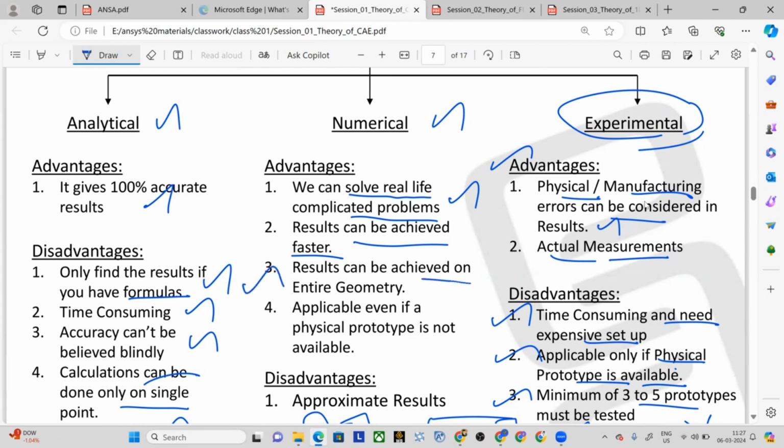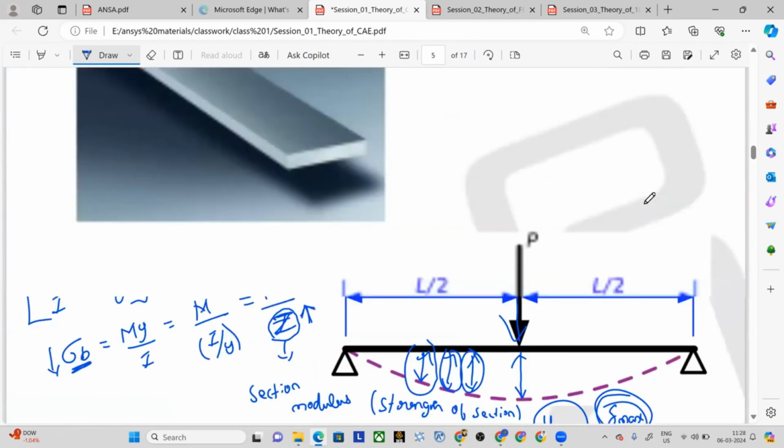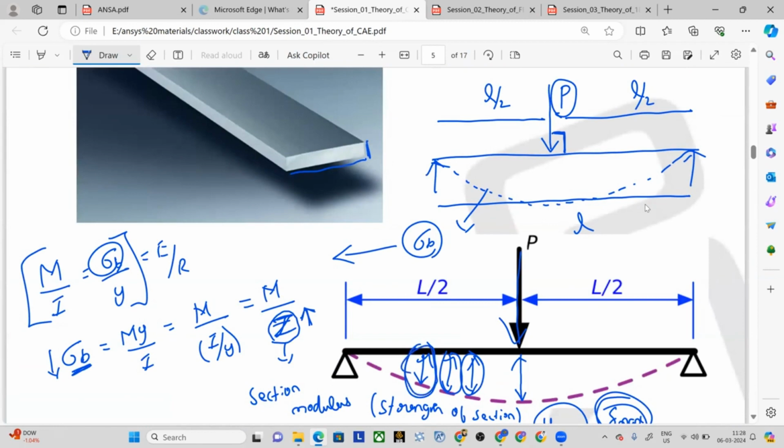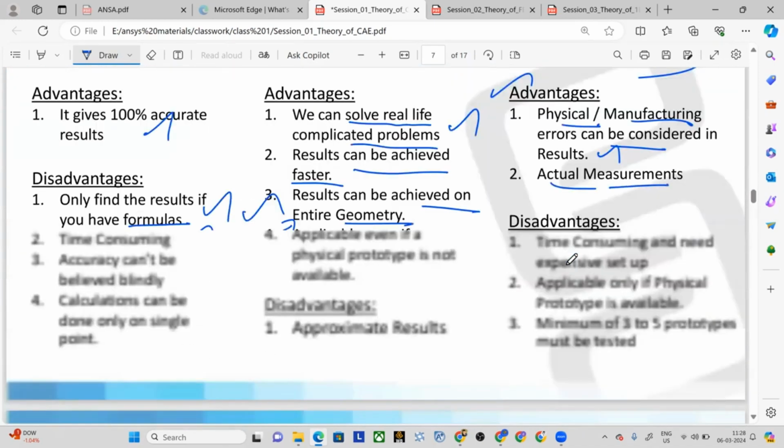Then results can be achieved on the entire geometry. This is contradictory to the analytical point, which means using the numerical method, you will be able to evaluate the deflection at this point, this point, this point, and every point, in addition to the main point where the load is acting, where the deflection is maximum. So these are all the main advantages of the numerical method.